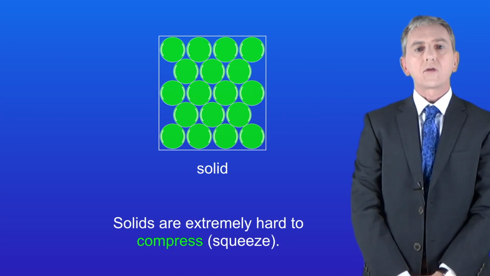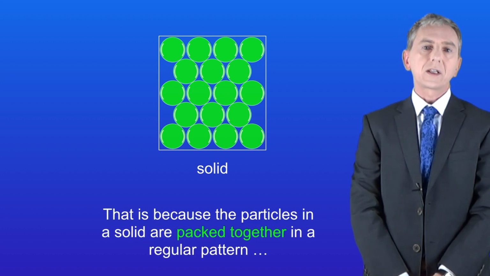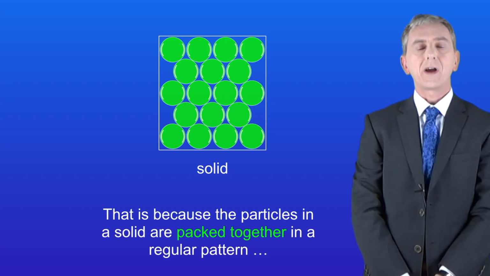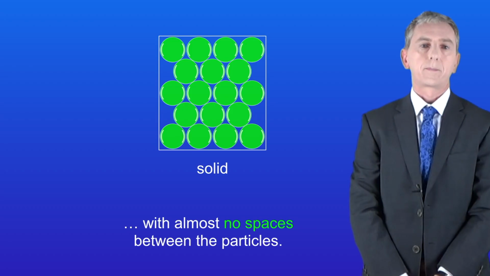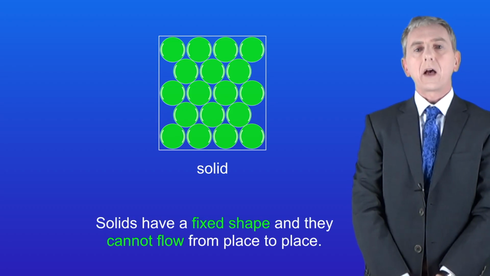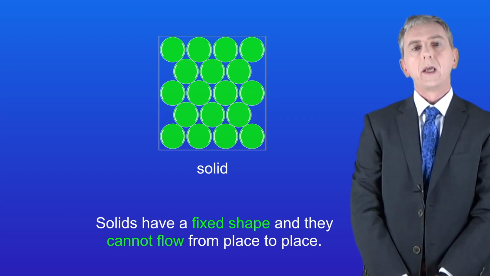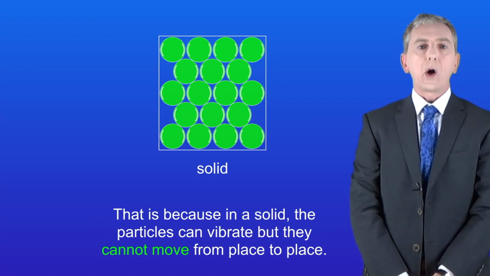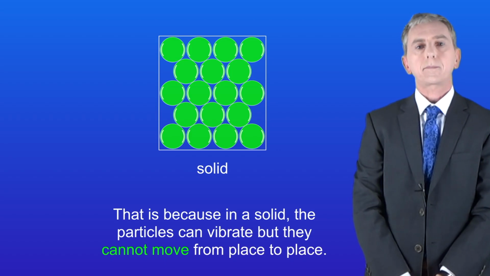Firstly, solids are extremely hard to compress, in other words squeeze. That's because the particles in a solid are packed together in a regular pattern with almost no spaces between the particles. Secondly, solids have a fixed shape and they cannot flow from place to place. That's because in a solid, the particles can vibrate, but they cannot move from place to place.